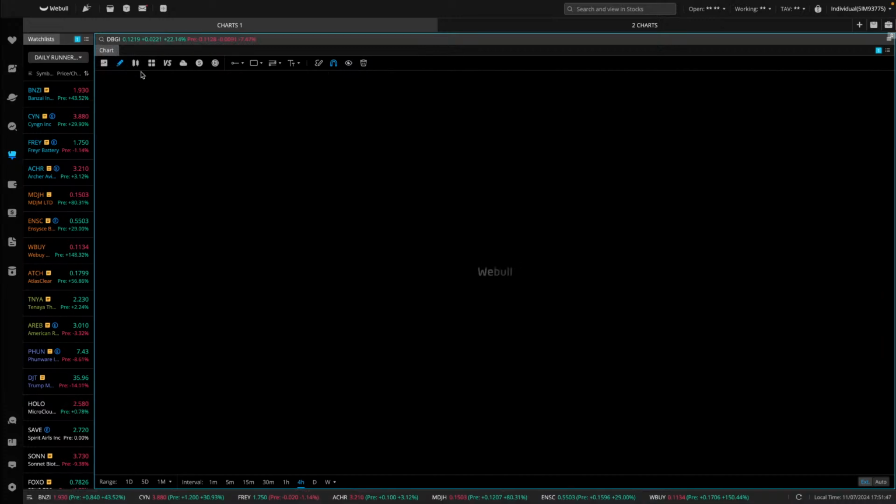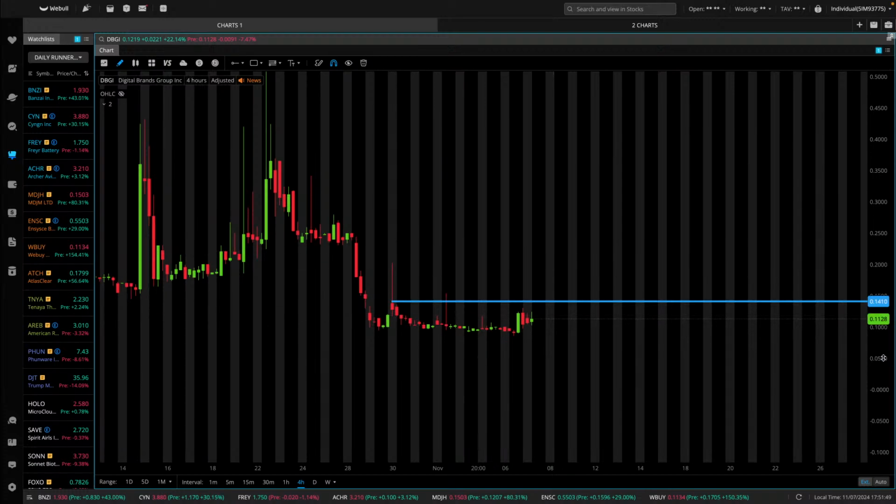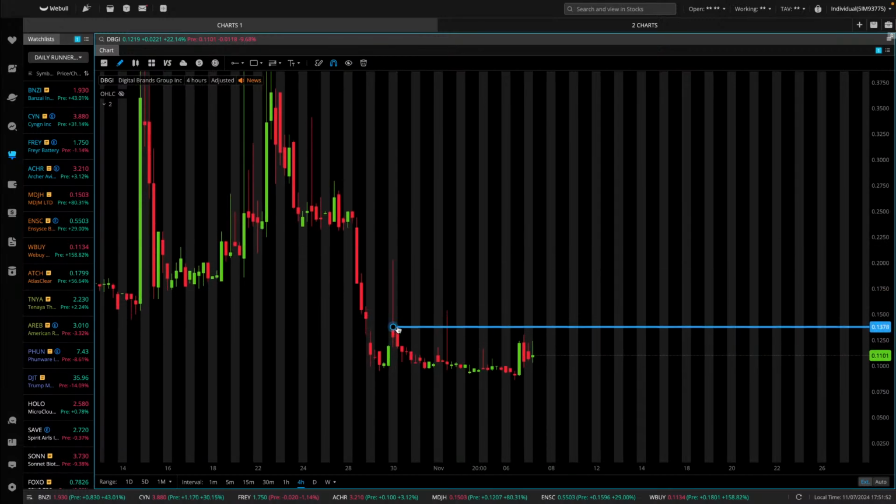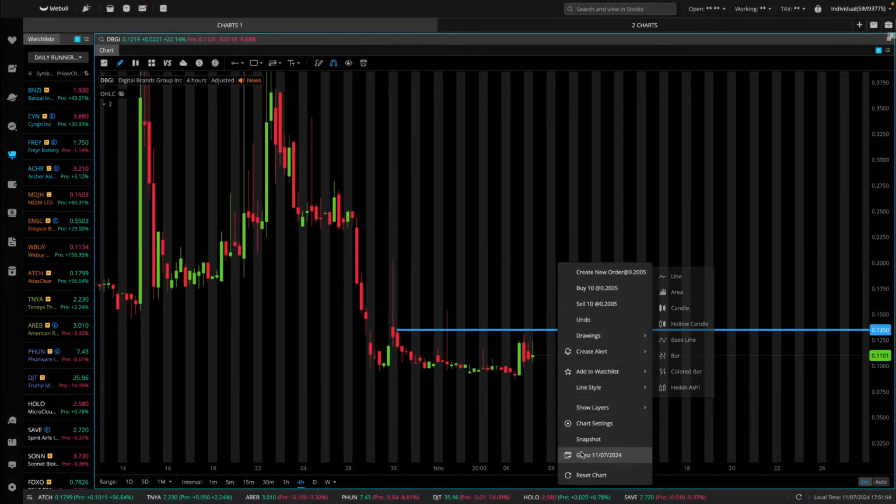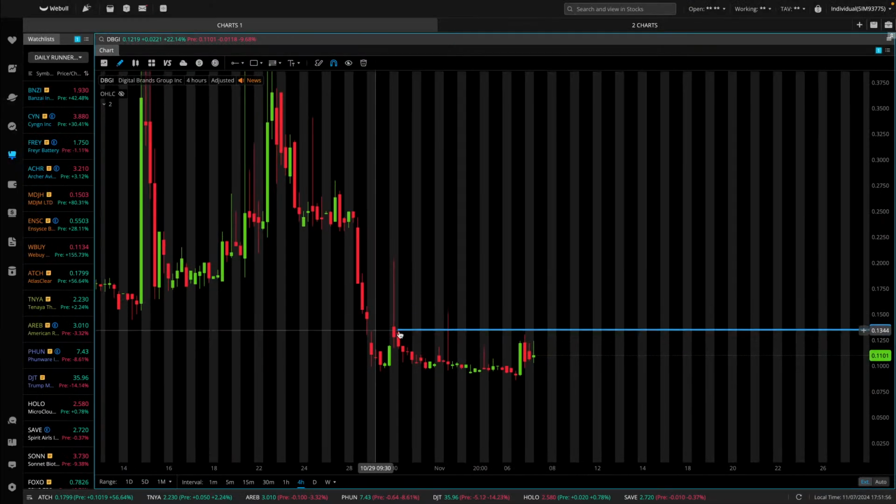DBGI. What is happening with DBGI? We are down 7%. We can use this resistance here, 0.135. You have clean range to the upside. Close above 0.135 equals entries. All right. No close above, no entries. That means you should not be in now at all.